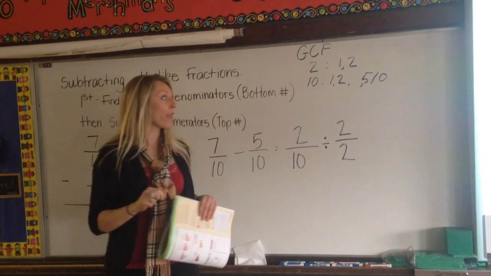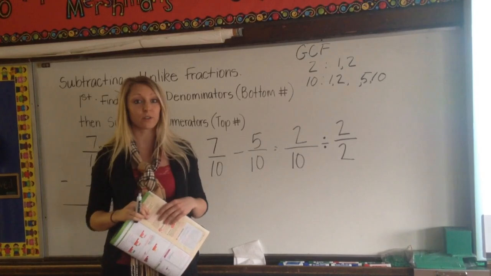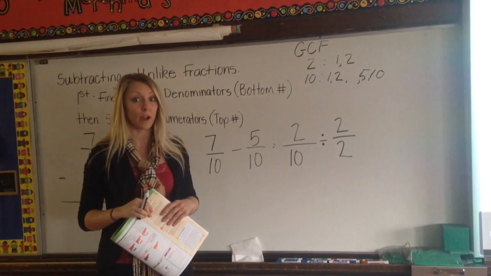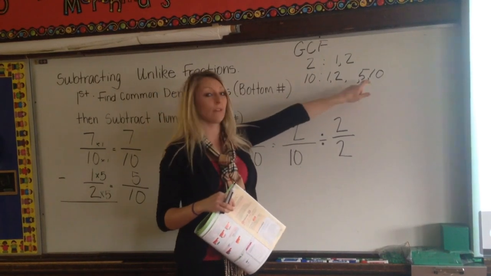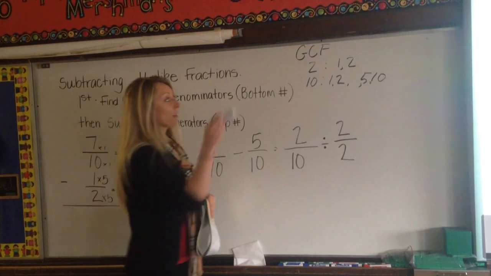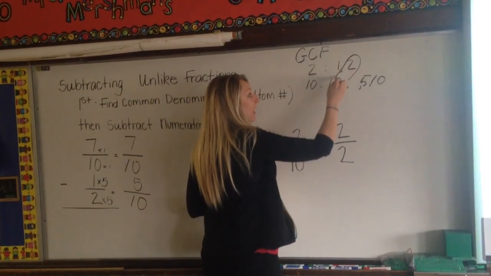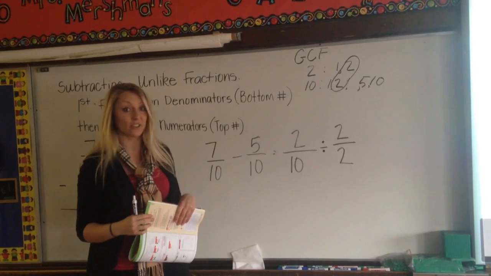And I know that 3 does not divide 10 equally, so it's not a factor. 4 also does not divide 10 equally, so it's not a factor. So my factors of 10 are 1, 2, 5, and 10. What I mean by greatest common factor is the factor that these two have in common that's the largest. In this case, the only common factor is 2.